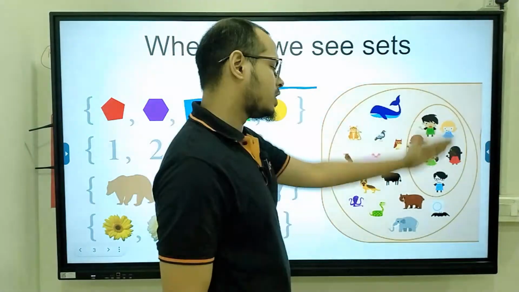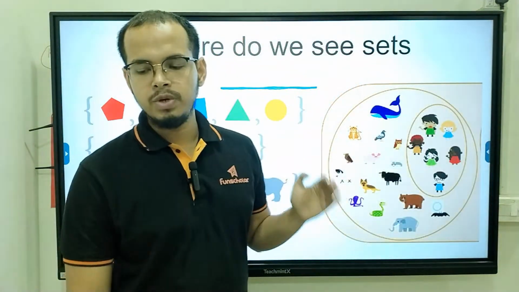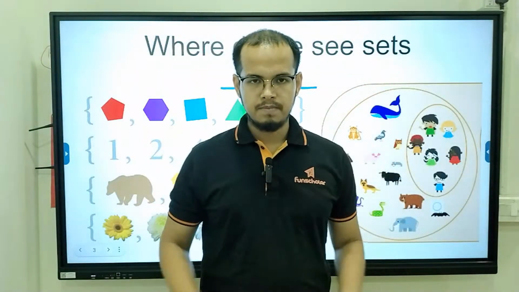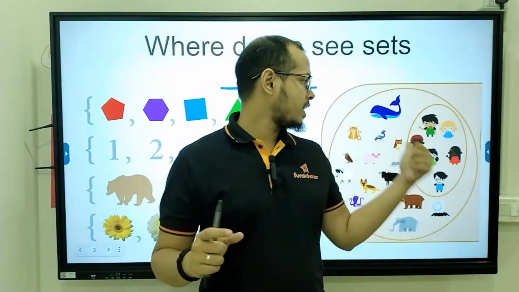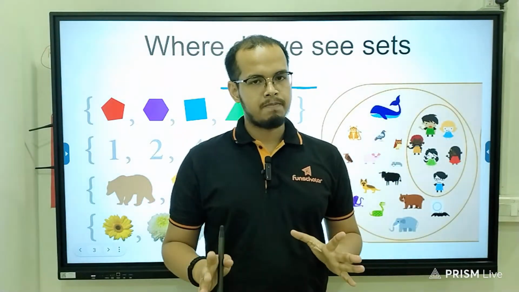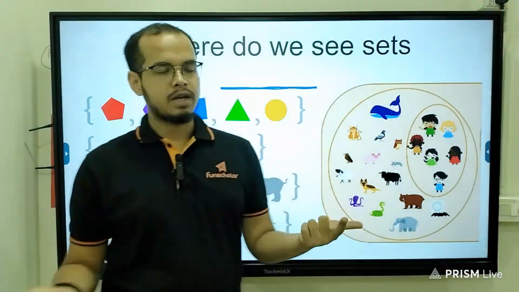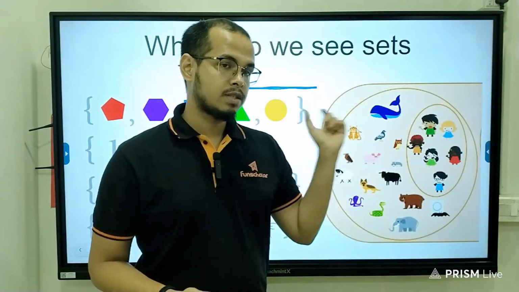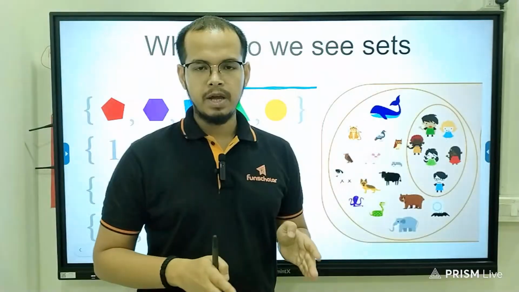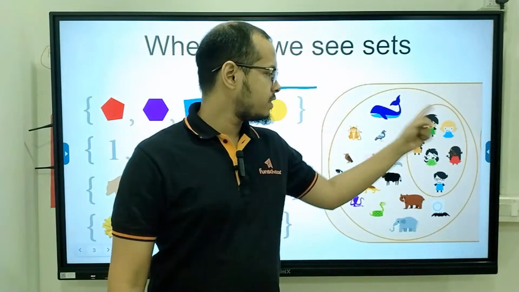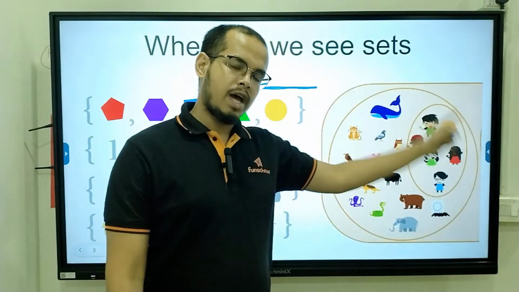This entire set is called the universal set. Universal set means whatever is present in the entirety of the set. The universal set in this particular diagram is the animal kingdom. Inside the animal kingdom, we are one particular subset. We are a part of the animal kingdom, right? The subset is humans, and we are a part of that universal set, the animal kingdom.